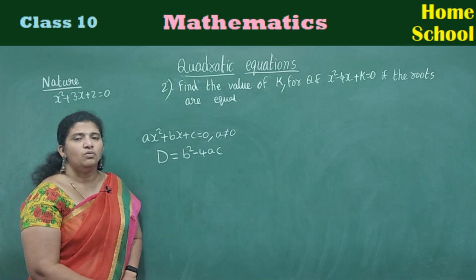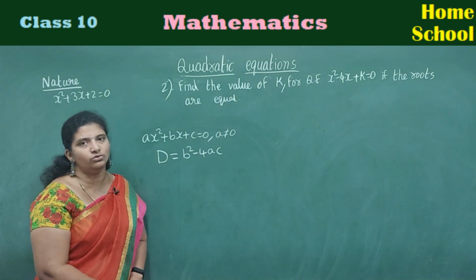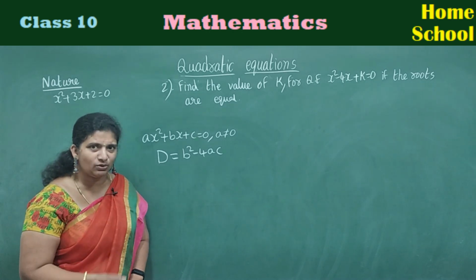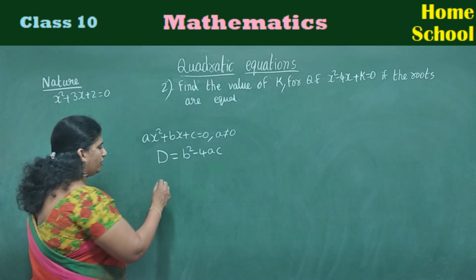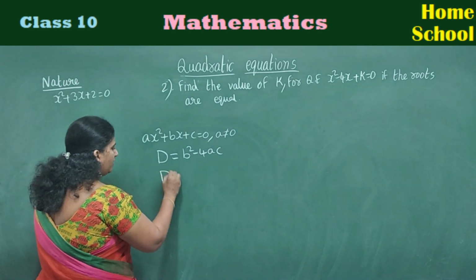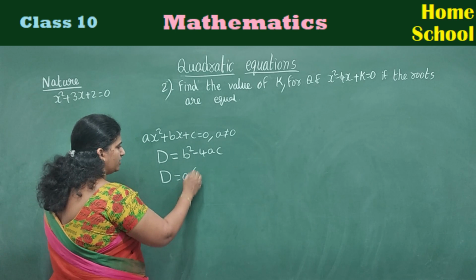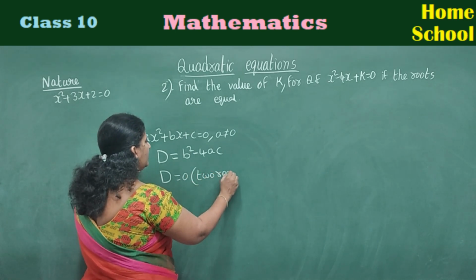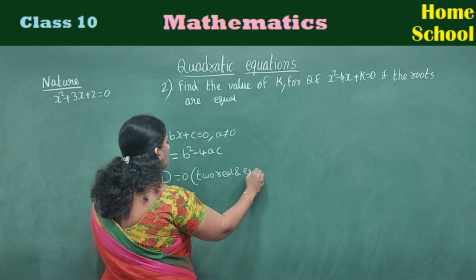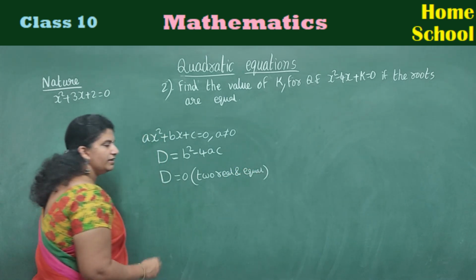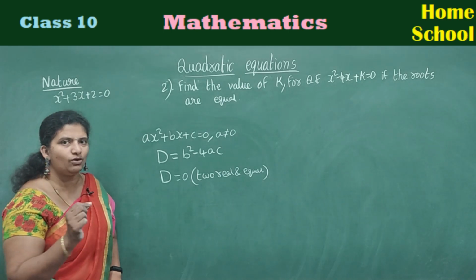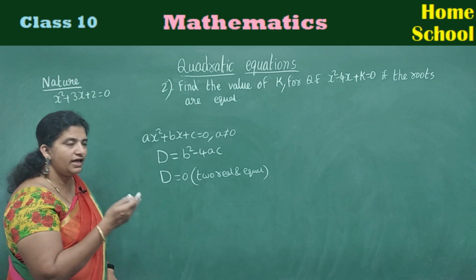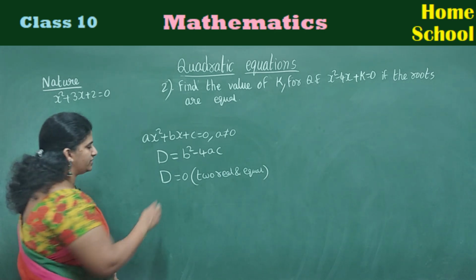And next, what is the nature of the roots? If discriminant is equal to 0, is more than 0, is less than 0. Look here, nature. If D is equal to 0, what are you going to write? There are two real and equal roots. What is the nature? If discriminant is 0, there are two real and equal roots.